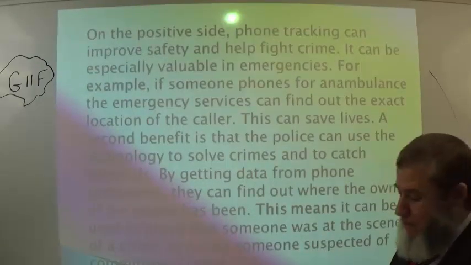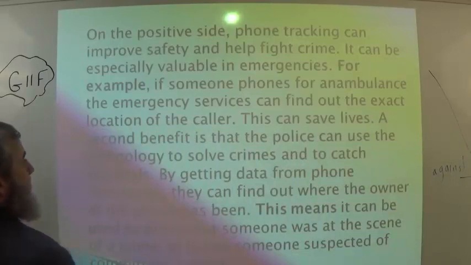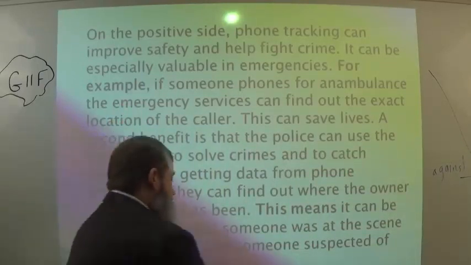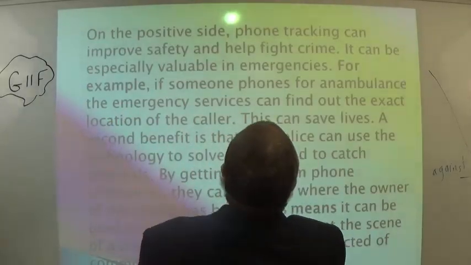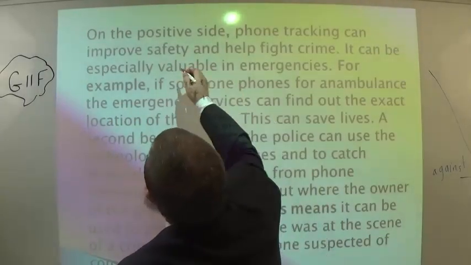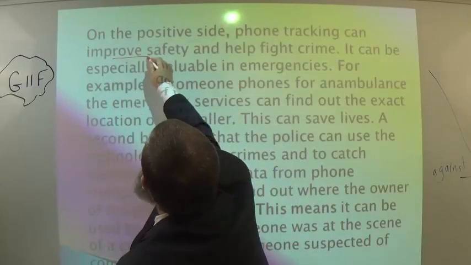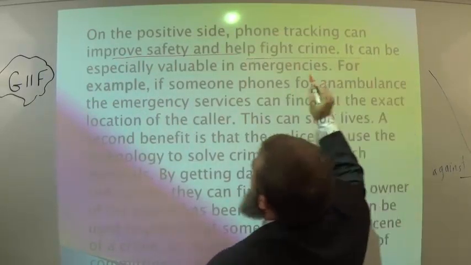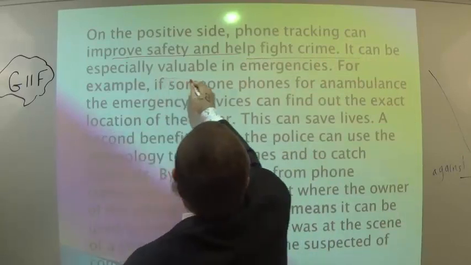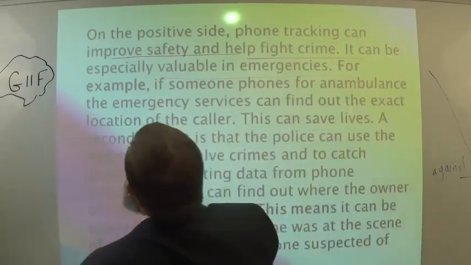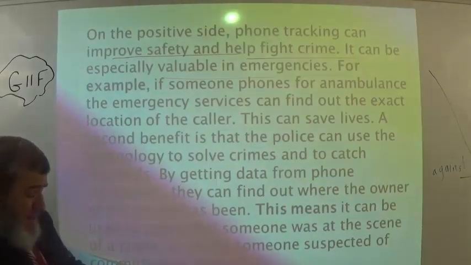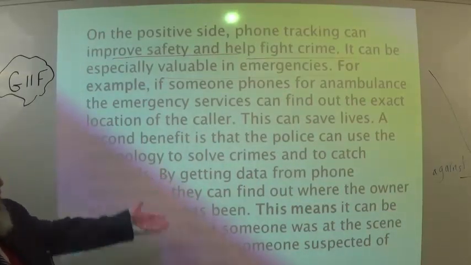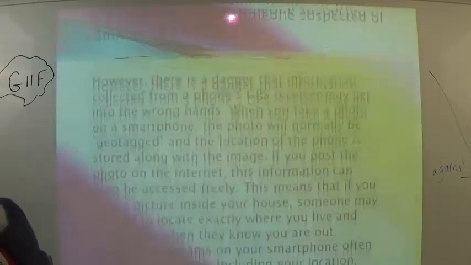This is for the positive sides, the good sides. For the positive sides, as you have seen here, he speaks about, first of all, improved safety. Then he says it helps fight crime. And it's very valuable in an emergency. And with every reason, he presents details to the end of the first paragraph.